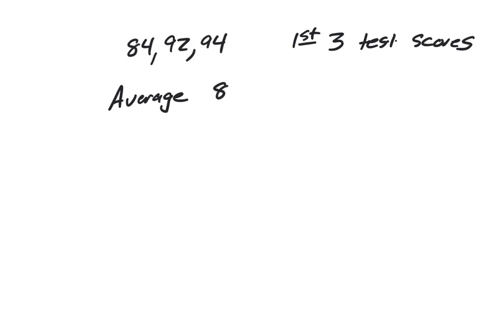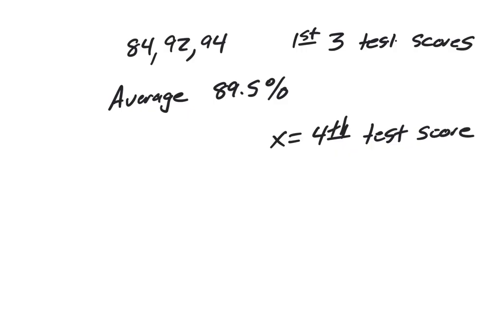The student knows that if they get an 89.5, the teacher will round that up to an A, and they'll have an A for their average. So the student wants to figure out what she needs to get on her 4th test to get at least an 89.5. So 89.5 or above.